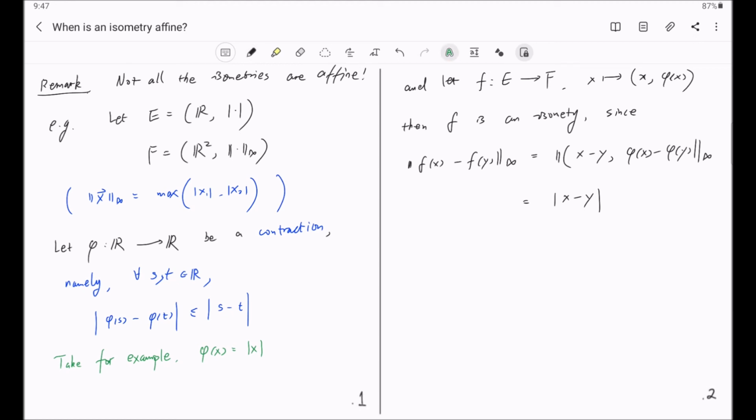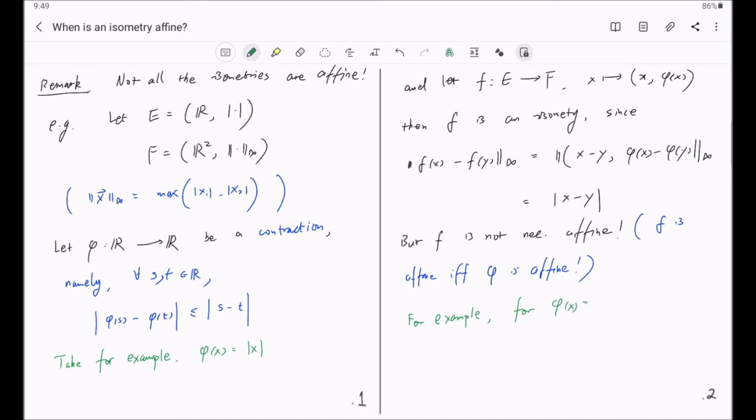But of course, for any contraction phi, f is not necessarily affine. As a matter of fact, f is affine if and only if phi is affine. There are many contractions that are not affine. For example, this one is. For phi of x equal to absolute value of x, f is not affine.